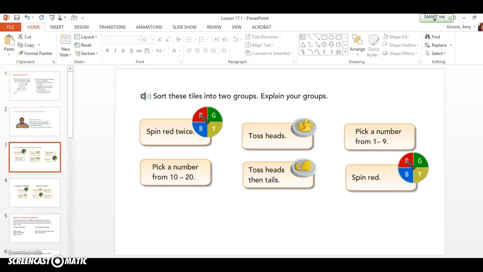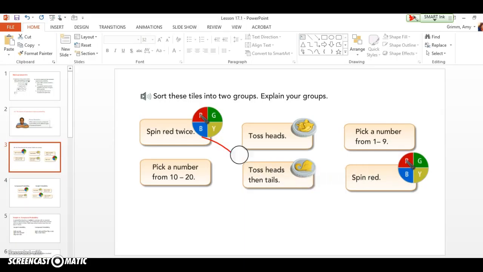Layla. I put spin red twice, toss heads, then tails, spin red all in one group. So you put this one, and this one all in one group, and why'd you do that? I did that because it's telling you to do something, like they want you to get that. All right, what are some other choices?